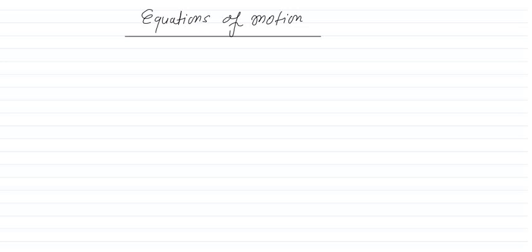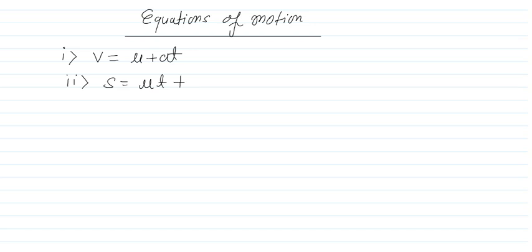Now, today we gonna study equation of motion. These equations describe motion of bodies. So, there are three equations for motion of a moving body. These equations are: first one is v, final velocity here, v equal to u plus at. Second one is s equal to ut plus half at square.